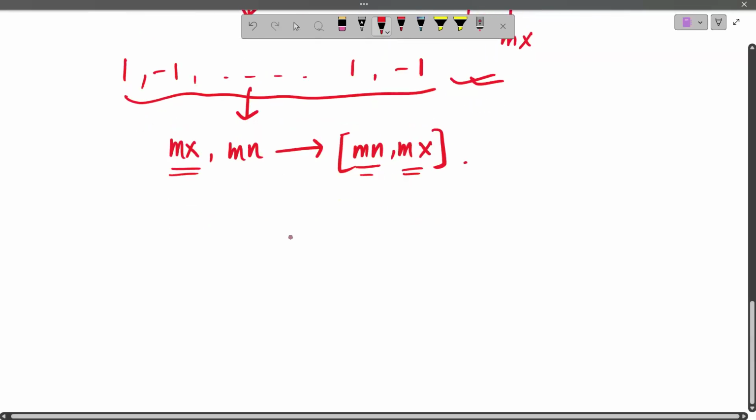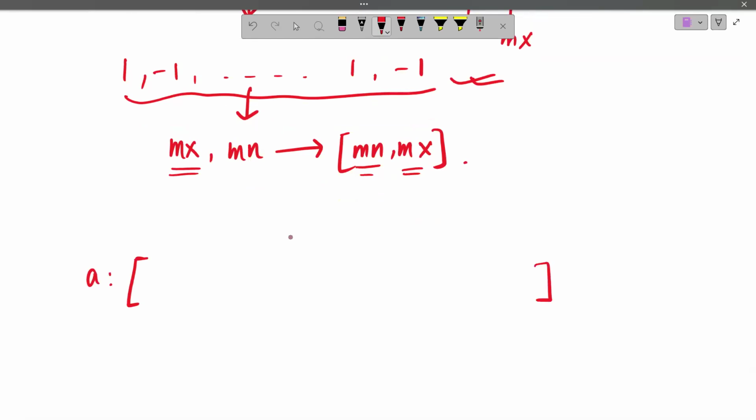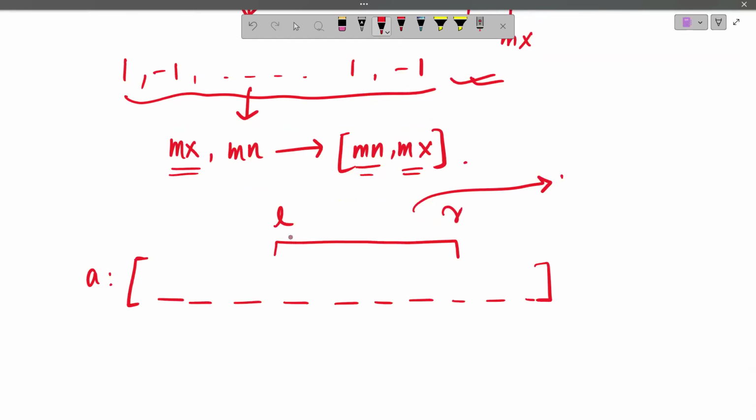Why so? Suppose I have an array A, and it has some values, all values are minus 1 or 1. I do not care much about the values, but suppose I have this segment LR. This is L to R where the maximum value is stored.